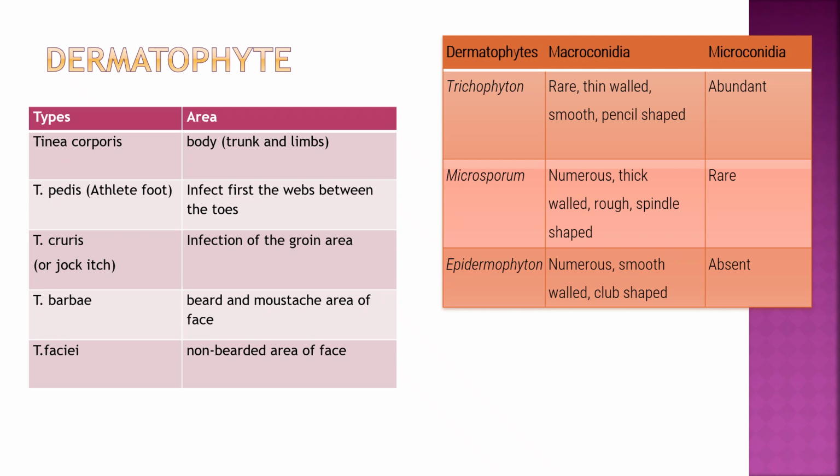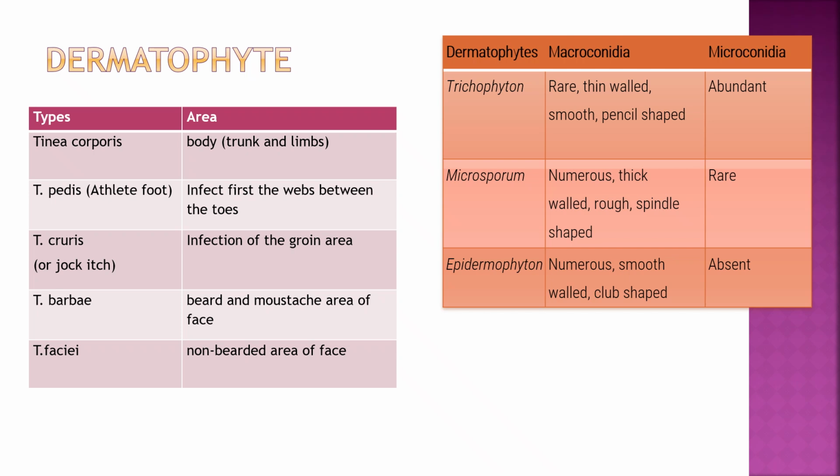According to the location: body, trunk and limbs, it is called tinea corporis. Infection of the feet, the web between toes, is called tinea pedis or athlete's foot. Infection of the groin area, tinea cruris or jock itch. Beard and mustache area of the face, tinea barbae. Non-beard area of the face, tinea faciei.